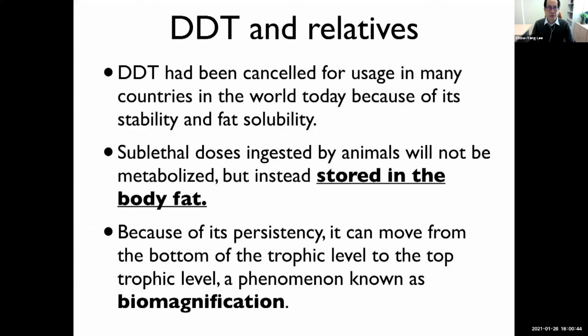The reason, especially for DDT, is because of its stability and also fat solubility. Sublethal doses could be ingested by animals and will not be metabolized, but instead would be stored in body fat. And because of this persistency, it can move up through the trophic levels to the top of the trophic level in a phenomenon known as biomagnification.